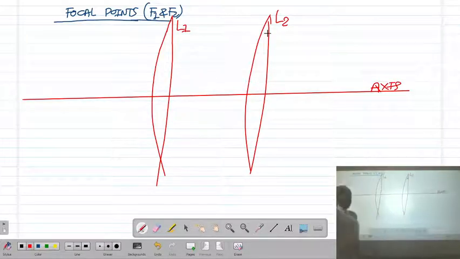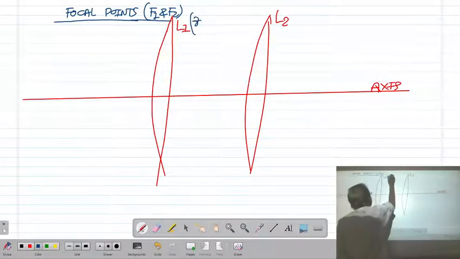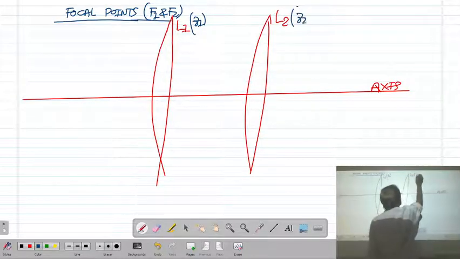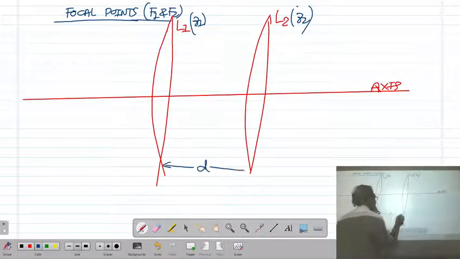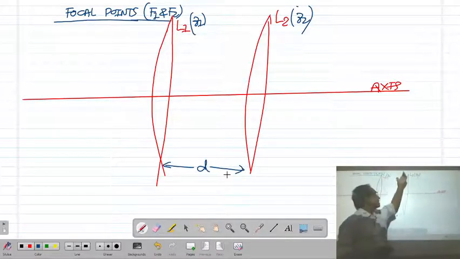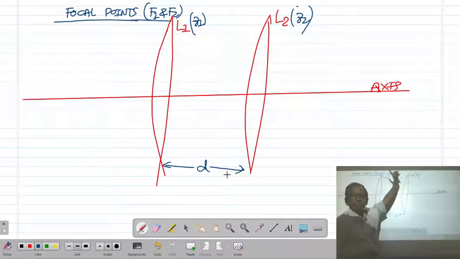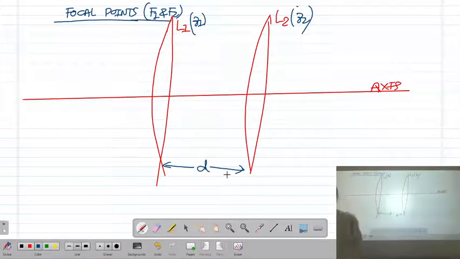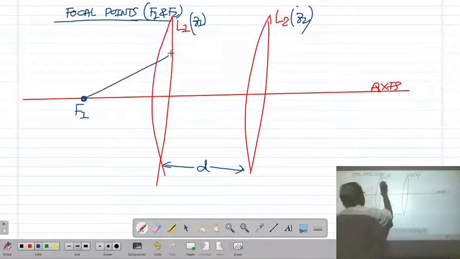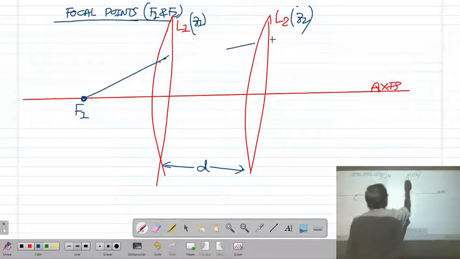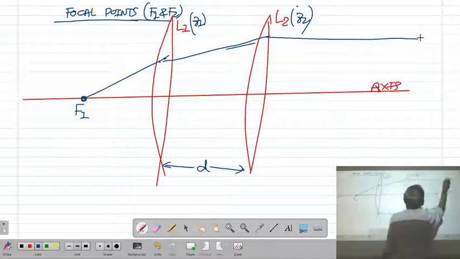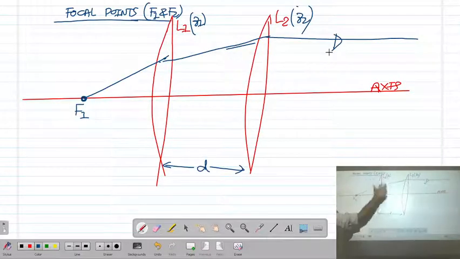The focal length of lens L1 is small f1. The focal length of lens L2 is small f2. The separation between the 2 lenses is d. So let us consider an optical system consisting of 2 lenses L1 and L2 having focal lengths f1 and f2, with separation d. Now, if I consider one point somewhere here, F1, the ray of light passing through point F1 will become parallel after undergoing refraction through the lens system.